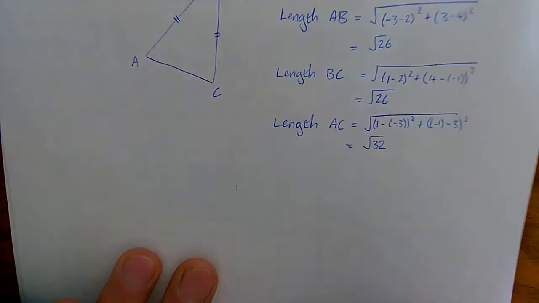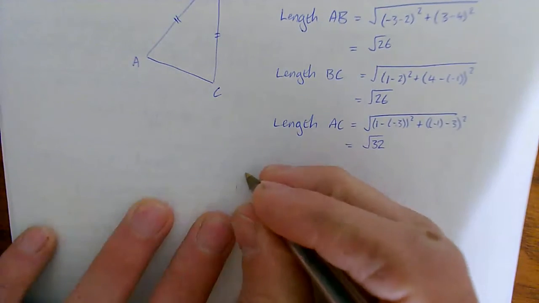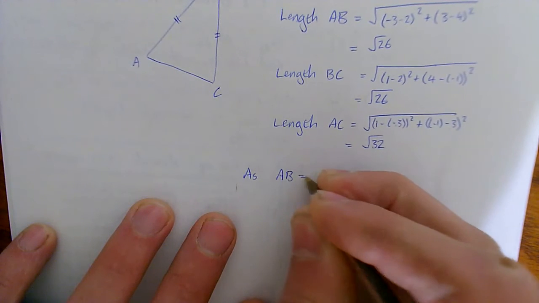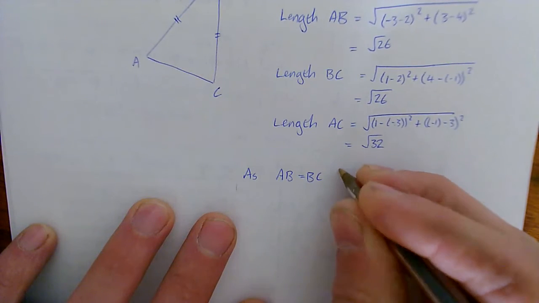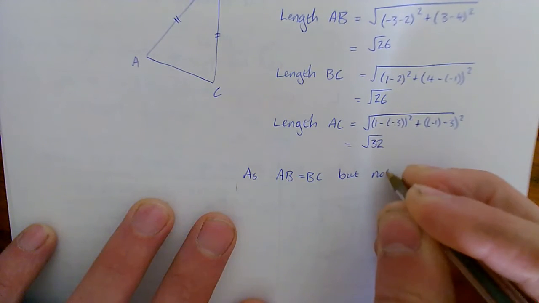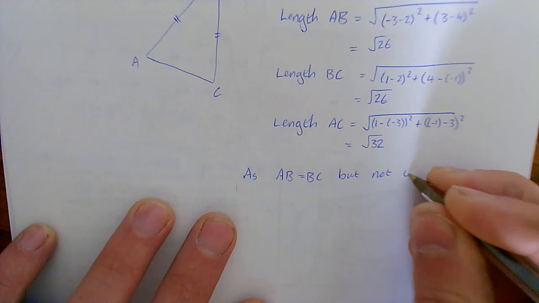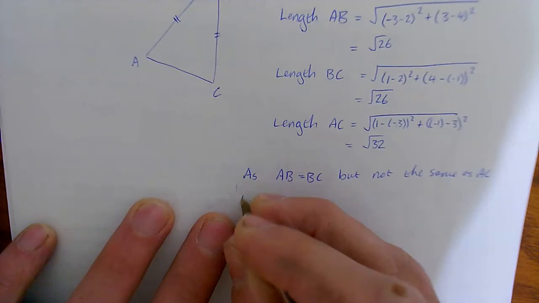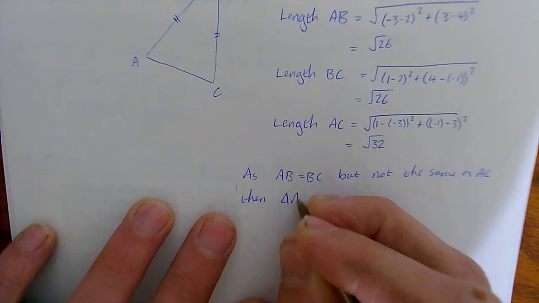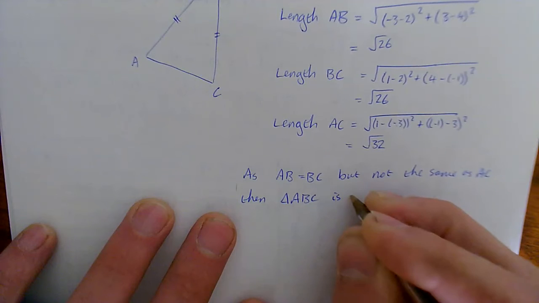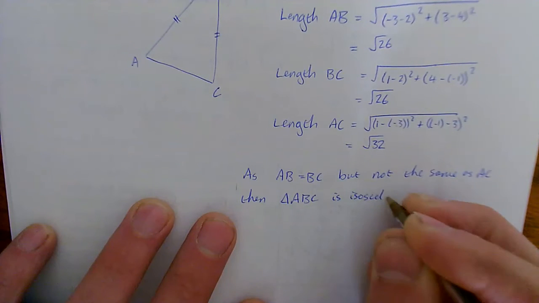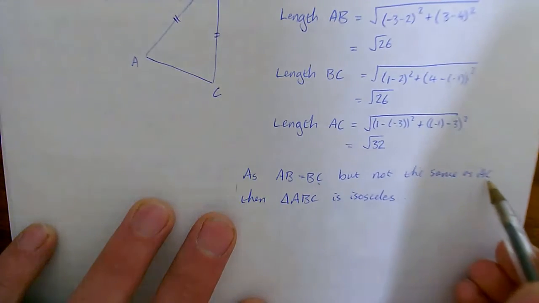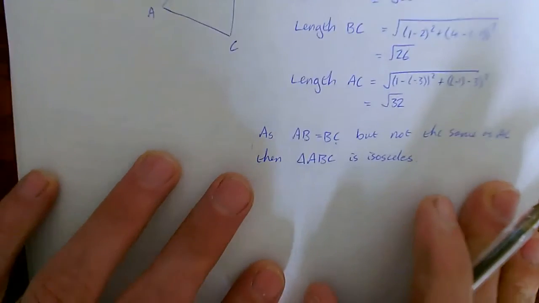It's nice when you're doing a question like this to give a statement at the end as AB equals BC, but not the same as AC, then triangle ABC is isosceles. So there's our statement. We've convinced ourselves we've got two sides the same, but the third is not. So we've got an isosceles triangle.